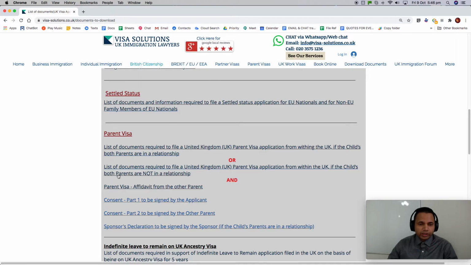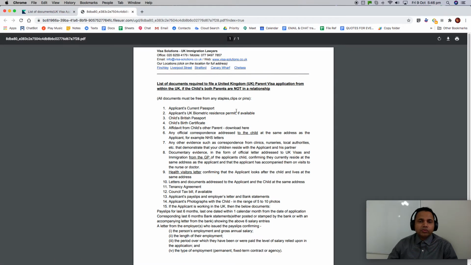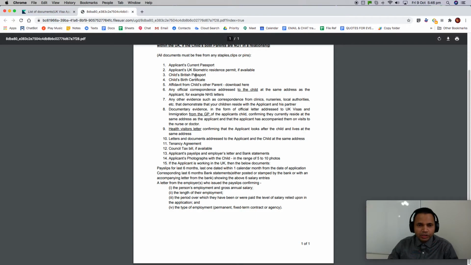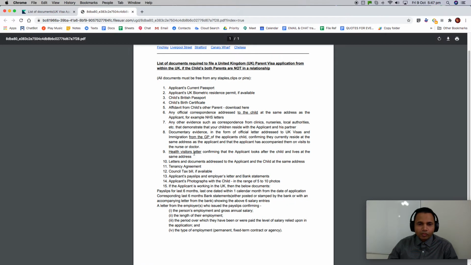Also, let's talk about the list of documents required to file a parent visa where they both are not in a relationship. So more or less the same documents apply. It is exactly the same set of documents. The only difference would be the applicant's current passport, if they have a biometric resident permit. If they don't have it, that's fine. The affidavit will be exactly the same. The only thing is the cohabitation evidence of living together with the partner will not apply. Mostly all the documents remain the same.